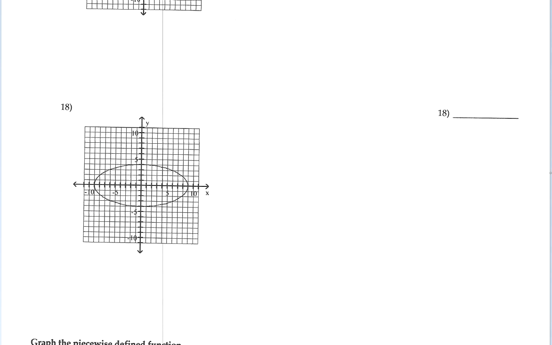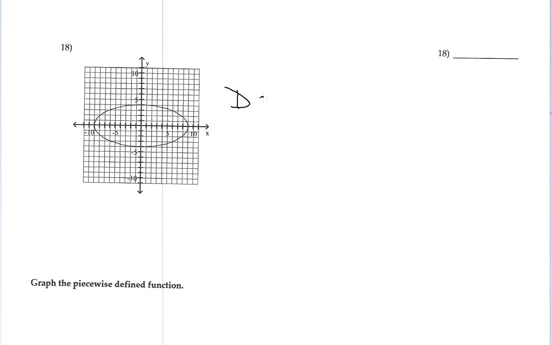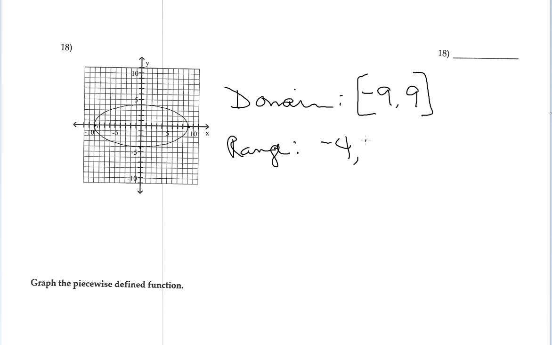Number 18, similarly, the domain is from this point to this point. And what is that? -9 to 9. I'm going to use brackets because there's no way it can go beyond that interval. And for the range, it's similar. Let's see, the lowest it can go is 1, 2, 3, 4. So that's -4 to +4. And brackets around those two as well.